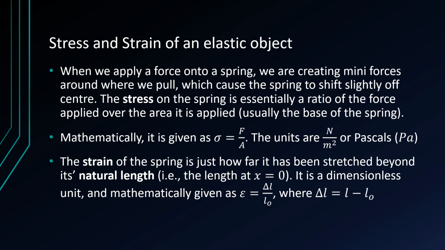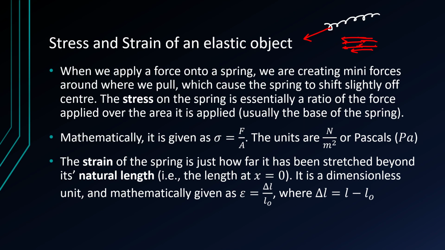So when we apply a force onto a spring, we're essentially just creating mini forces, because we can't necessarily create one direct force. There's actually going to be a bunch of tiny forces acting on the spring. If we take a side-on view and try to pull directly on the middle of the spring, what we're actually going to see is a bunch of these mini forces acting on it, instead of just one continuous force.